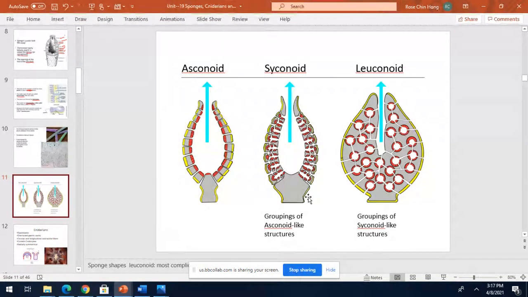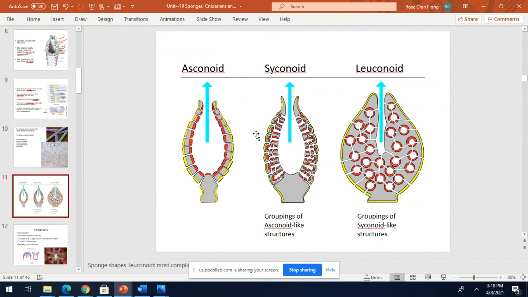And now the most complex of these groupings are made up of the leuconoid, which is made up of syconoid-like structures, all right? So you see how you get the simplest, asconoid. Then you have the next complex, which is syconoid, and then the most complex is the leuconoid, all right?